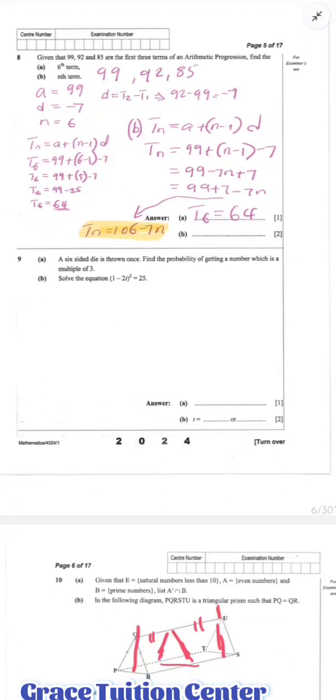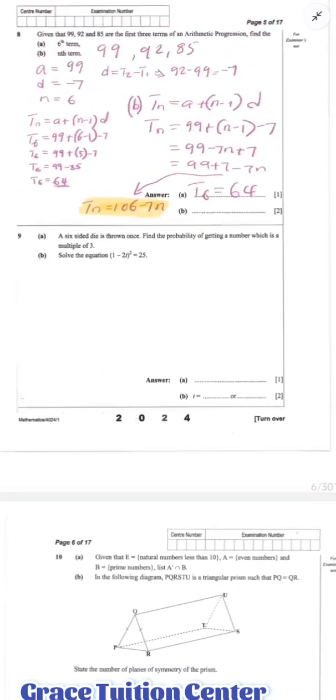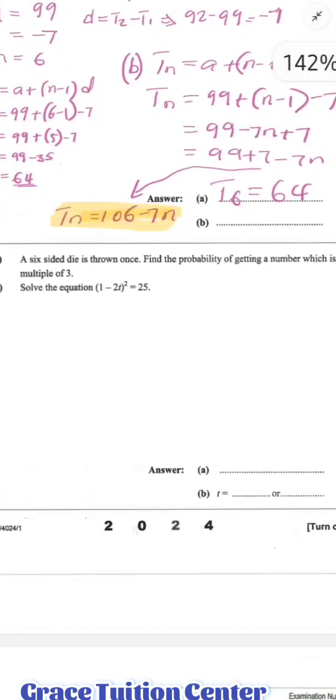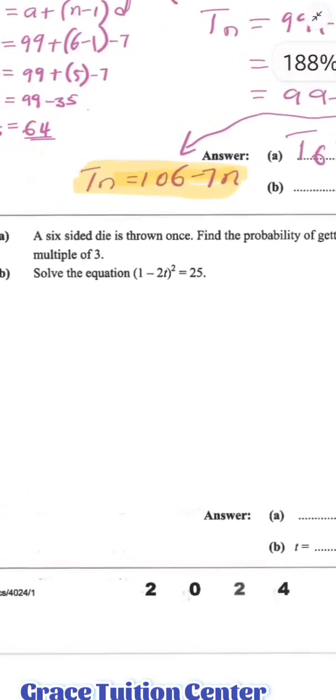Yeah, so let's go ahead and check out the next question in our paper. This is question 9. The question A says a 6-sided die is thrown once. Find the probability of getting a number which is a multiple of 3. So multiples of 3 are numbers where 3 can go in without leaving a remainder.